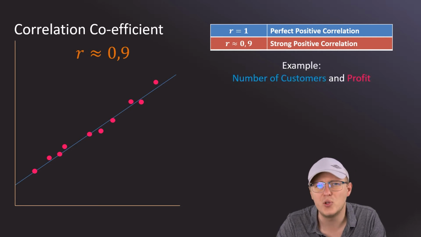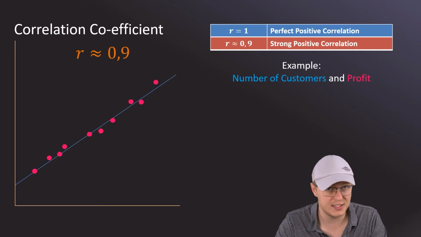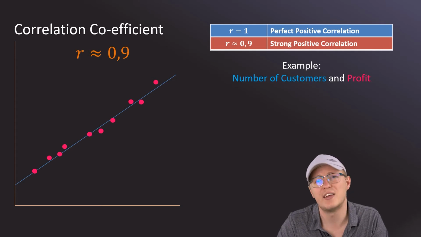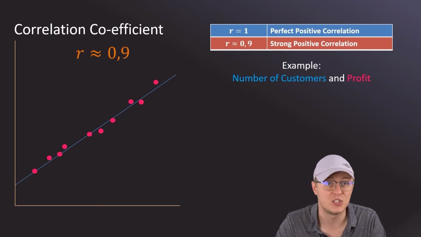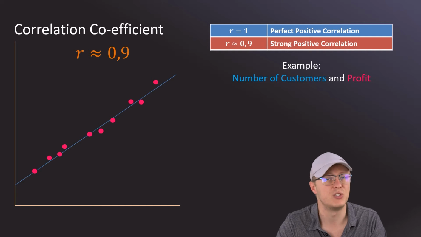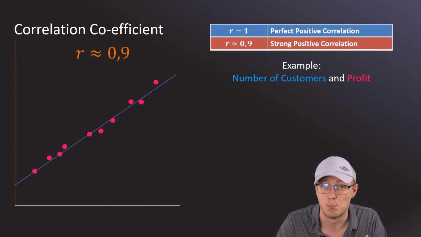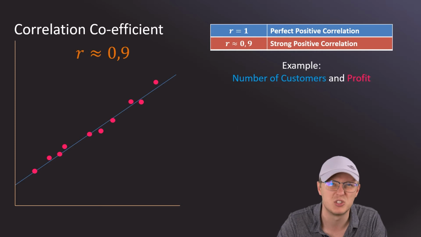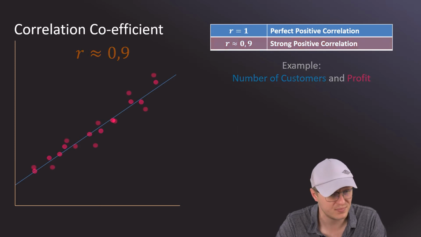And an example might be the number of customers that you have and the profit that you turn. Now, each and every customer is not going to spend the same amount of money. So knowing how many customers you have isn't necessarily enough information to know exactly how much profit you made, but in general, it's definitely true that the more customers you have, the more your profit is going to be, and that's the sort of thing that might have a strong positive correlation.